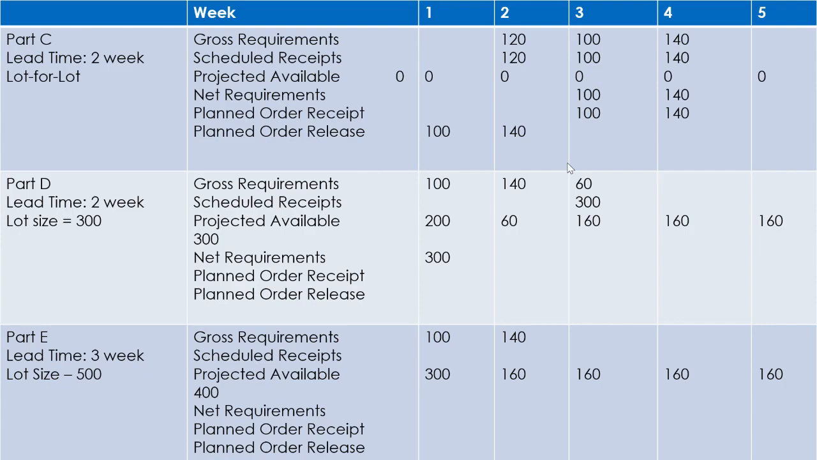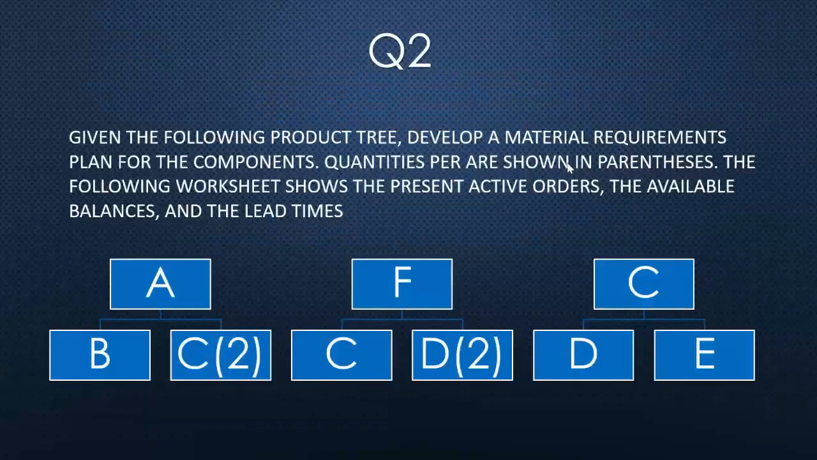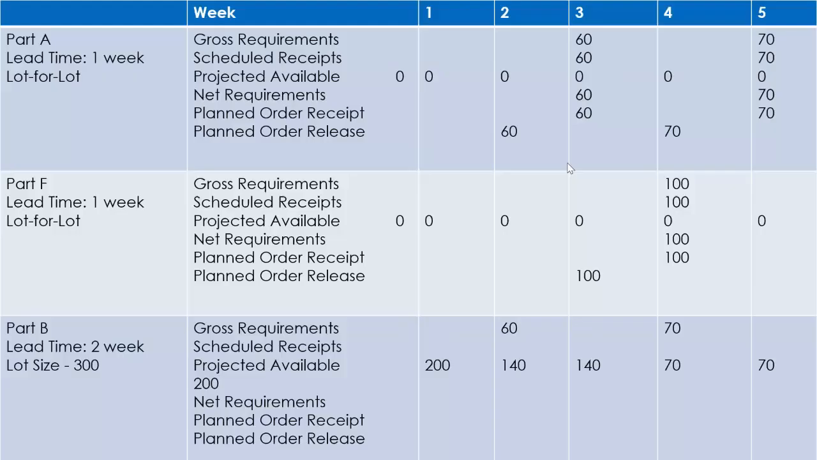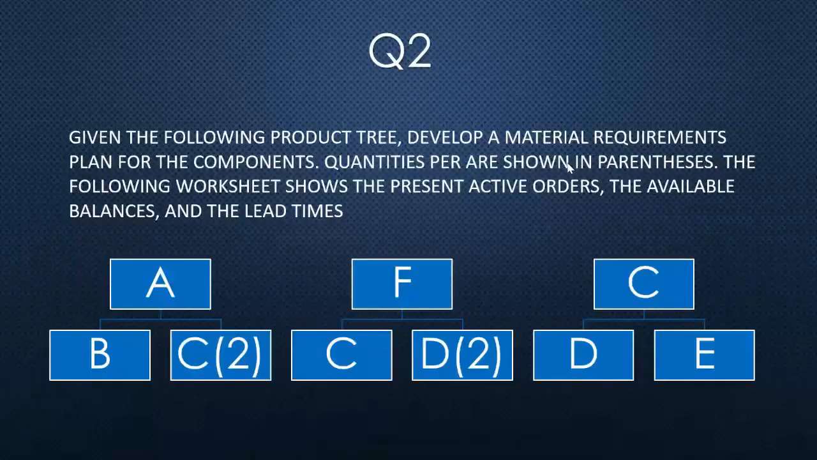Okay, now we go to part E. Part E's lead time is 3 weeks. Wow, it's much bigger, and we have a lot size of 500. It's a very huge unit, but you can check over here how many E's we have. We only have E's in C itself. They have informed us that our projected available is 200 units on hand. So we have to correspond your C with your E.